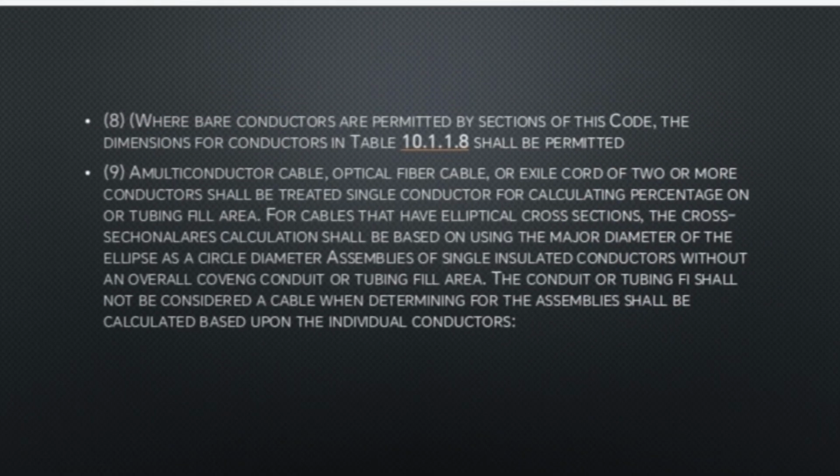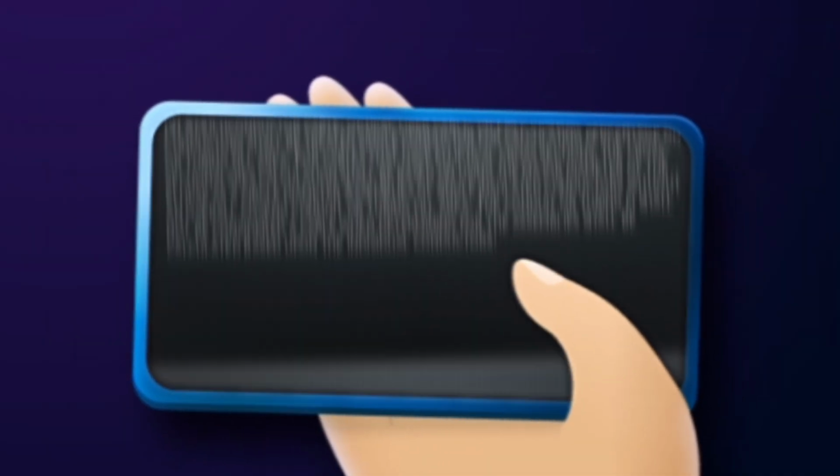Slide 6. Important notes on conduit fill, Part 3. Note 8. For bare conductors, use the dimensions given in the code tables. Note 9. A multi-conductor cable, like an extension cord, is treated as a single conductor for fill calculation. If it's an oval shape, use its widest diameter for the calculation.